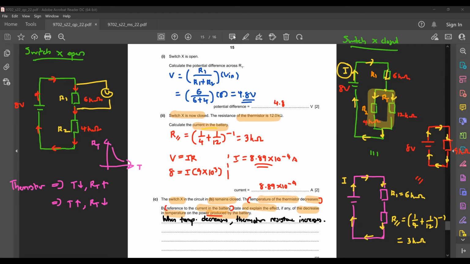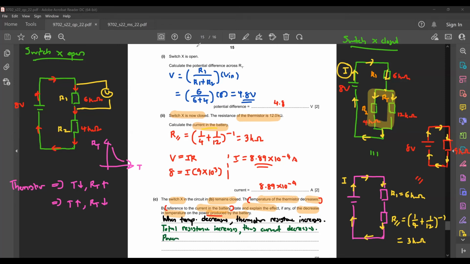And then after that, what can you then say? Your total resistance actually increases, plus current decreases. When your total circuit resistance increases as a result of thermistor resistance increasing, your current will decrease. Thus current decreases.